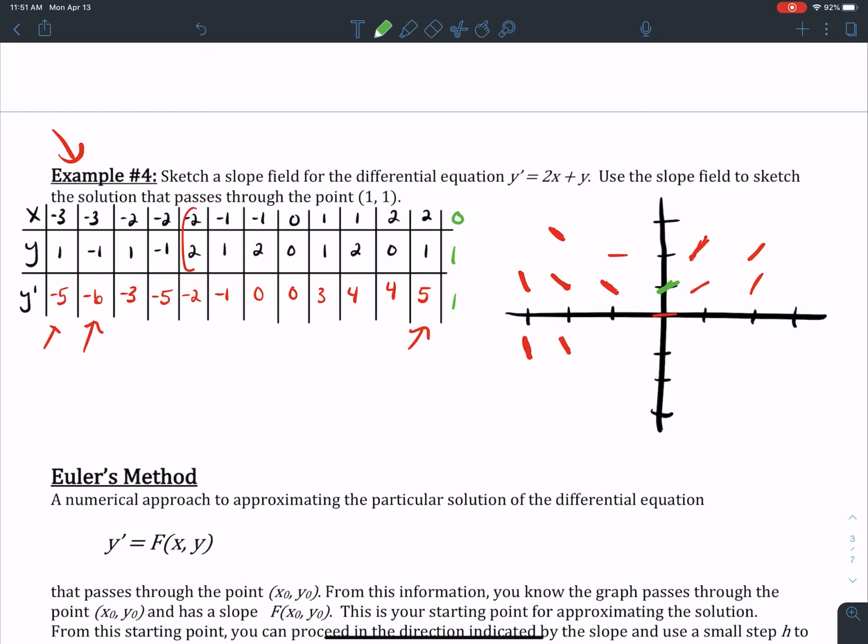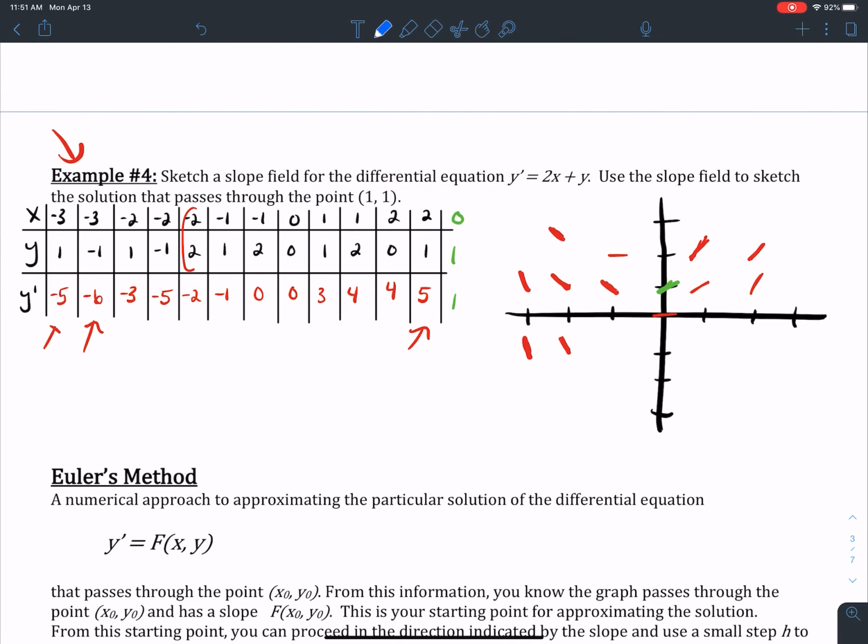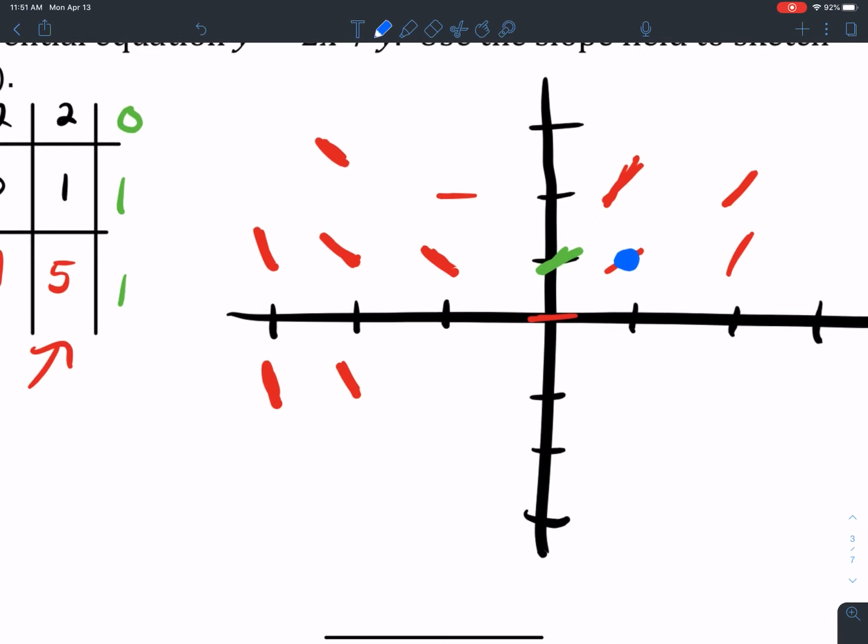But what we need is a curve that goes through the point 1, 1. So here's our curve, and here's the point 1, 1. Now at this point, again, I keep coming back to this reference of treating it as a signpost. It's pointing you in the direction to go. So if I'm here, I follow this little line segment, this direction.